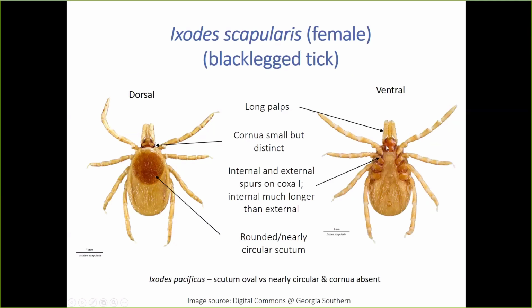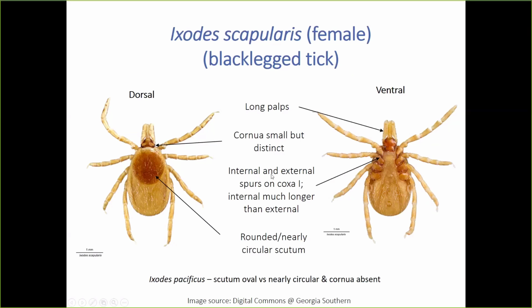Then I flip it over and I go, what do the auriculae look like? Well, they're just little bumps, but it's got this elongated internal spur. And the corneae are small but distinct. No other tick, as an adult female, looks like this in Canada.